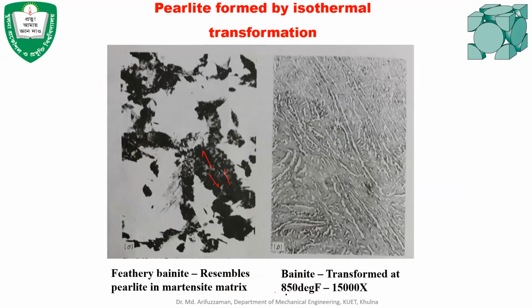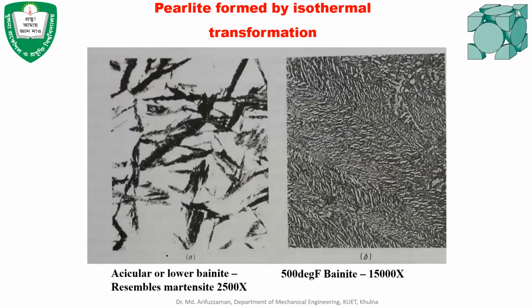But if you drop the temperature further to 850 degrees Fahrenheit, then you will get bainite, and in the ferrite matrix there will be plates of distorted face-centered cubic structure. This is called bainite. It will be the lower bainite. Then at 500 degrees Fahrenheit, there will be another type of bainite which will show different orientations. The microstructure will organize in a different orientation to give another type of bainite.